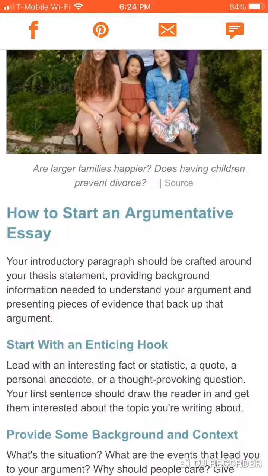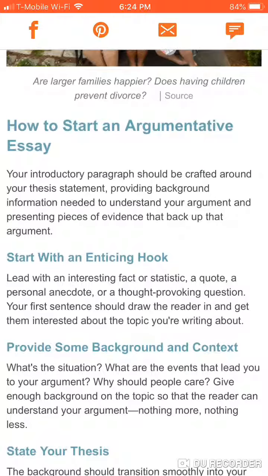Start with a hook. Lead with an interesting fact, a startling statistic, a personal anecdote, or a thought-provoking question. Your first sentence should draw the reader in and get them interested in the topic you are writing about. Provide some background and context. What is the situation? What are the events that lead to your argument? Why should people care? Give enough background on the topic so that the reader can understand the argument. Nothing more, nothing less. State your thesis.